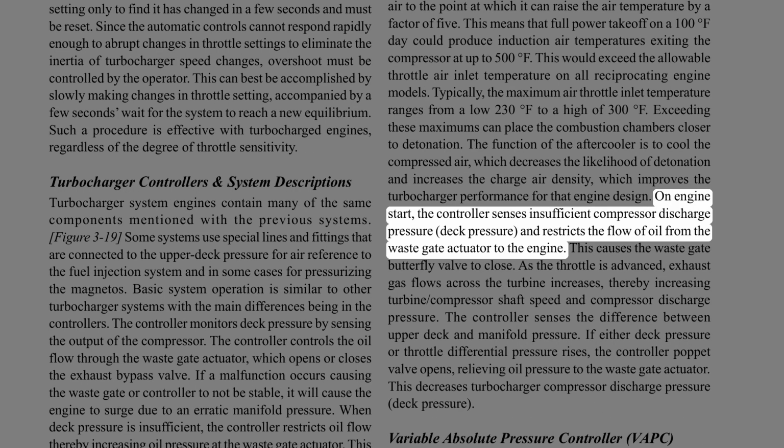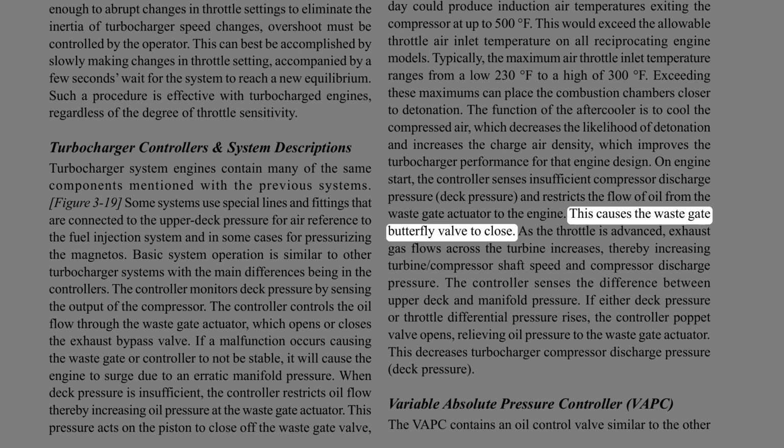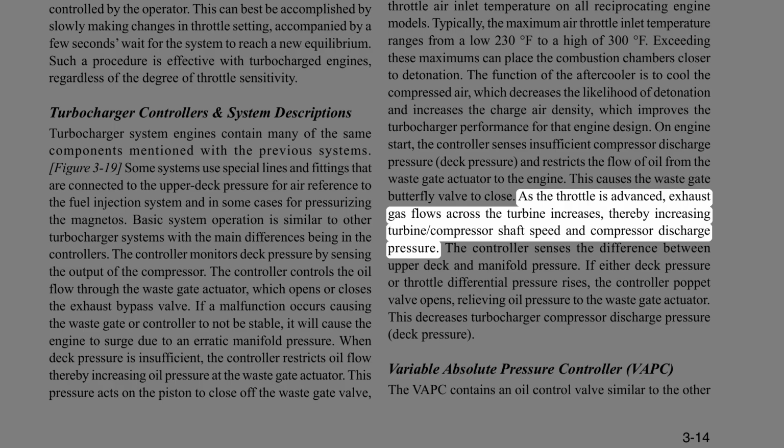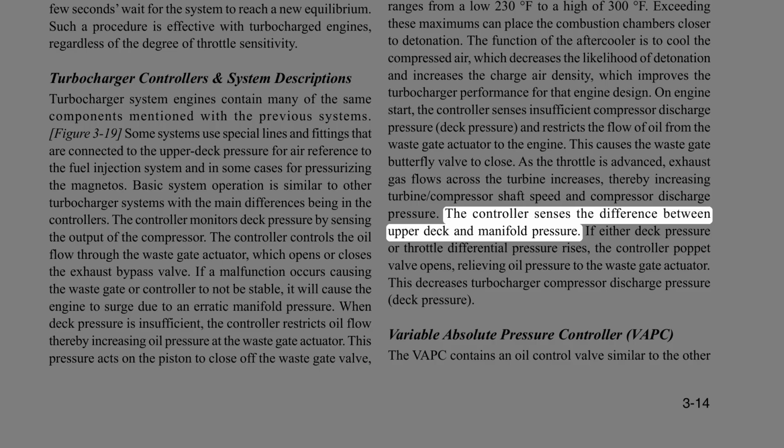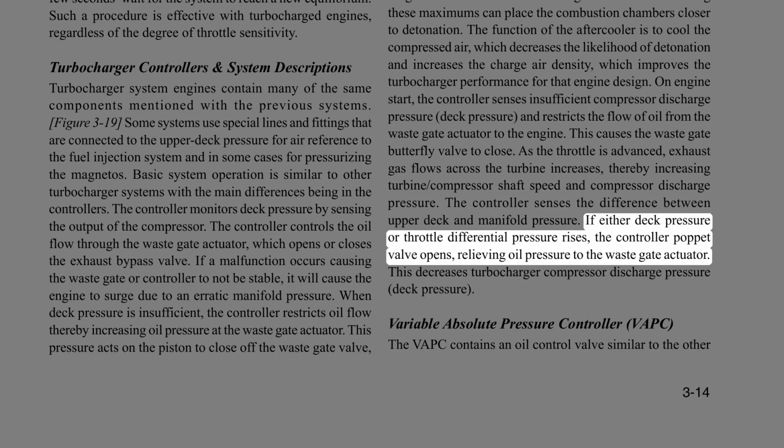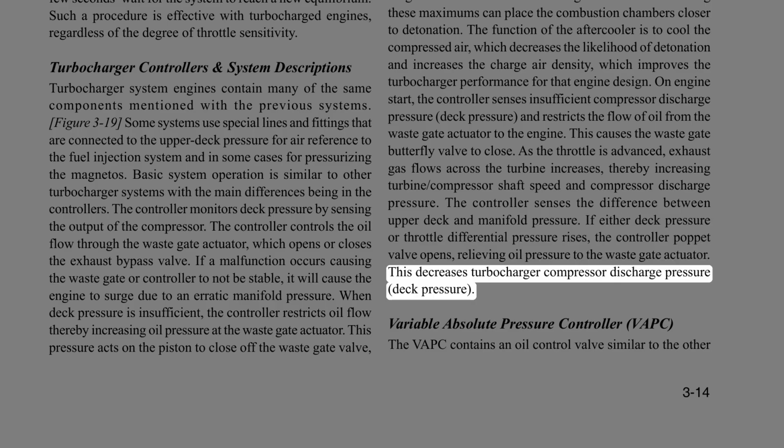On engine start, the controller senses insufficient compressor discharge pressure, or deck pressure, and restricts the flow of oil from the wastegate actuator to the engine. This causes the wastegate butterfly valve to close. As the throttle is advanced, exhaust gas flow across the turbine increases, thereby increasing turbine and compressor shaft speed and compressor discharge pressure. The controller senses the difference between upper deck and manifold pressure. If either deck pressure or throttle differential pressure rises, the controller poppet valve opens, relieving oil pressure to the wastegate actuator. This decreases turbocharger compressor discharge pressure, or deck pressure.